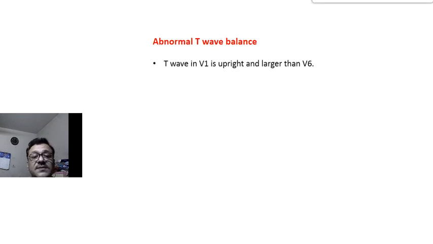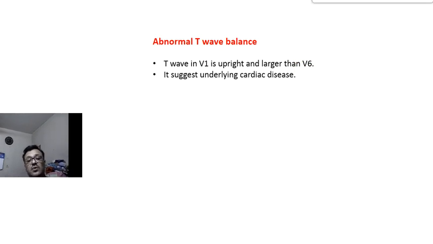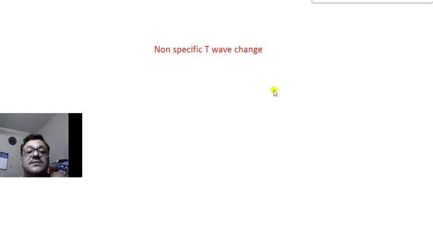Abnormal T wave balance. What this means is that in the normal T wave, V6 is upright and larger than V1. In the first phase we went through the normal characteristics of the T wave, and we already know that the T wave in V6 is larger and upright than in V1. When there is the opposite, where the T wave in V1 is upright and larger than in V6, this is called the abnormal T wave balance. That means underlying cardiac disease is present.